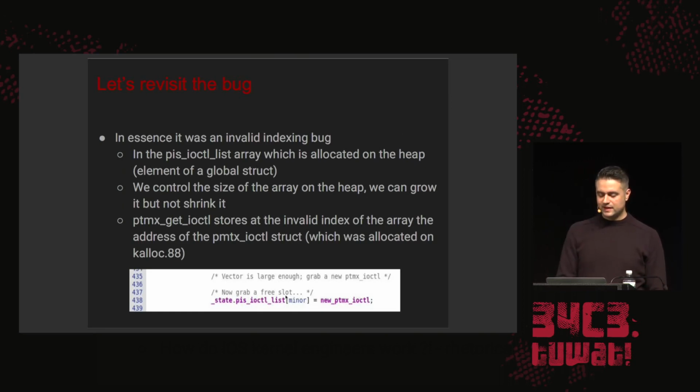Now, that's code from that ptmx get IOCTL function. So basically what it does, it allocates a new ptmx IOCTL structure, and then it uses the index that you provide, that you control, to store the address on the array. Now, this allocation here, this struct here, goes into calloc 88, and that's useful for the next parts.